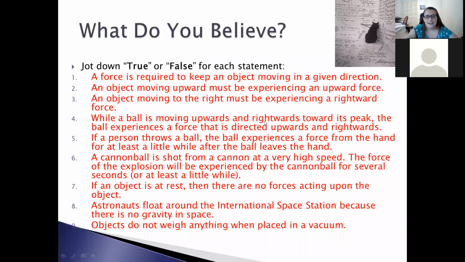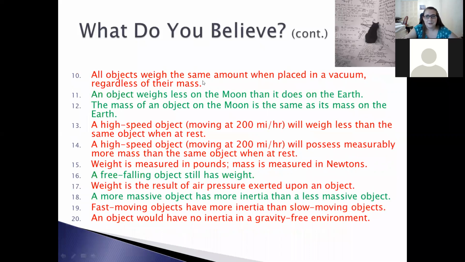Okay. The next set. There were some true ones in numbers 10 through 20. Number 11 was true: objects weigh less on the moon than they do on Earth. That's true. The mass of an object on the moon is the same as its mass on the Earth. That's true as well. So you have to remember the difference between mass and weight. Mass is the amount of stuff that is contained within an object, whereas weight is a force. It's the force of gravity pulling down on that object because of its mass. So anything that has mass is going to experience the force of gravity and have a weight. But the weight is not always the same depending on where you're located. Your mass, or the stuff that's making you up, is always the same.